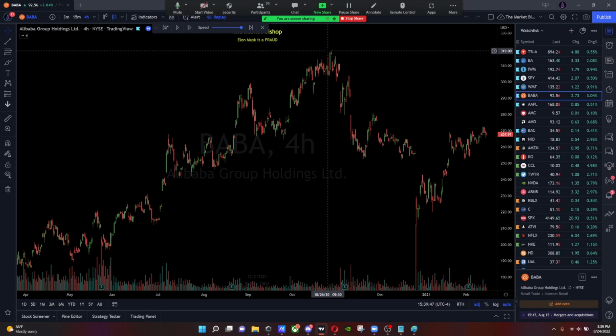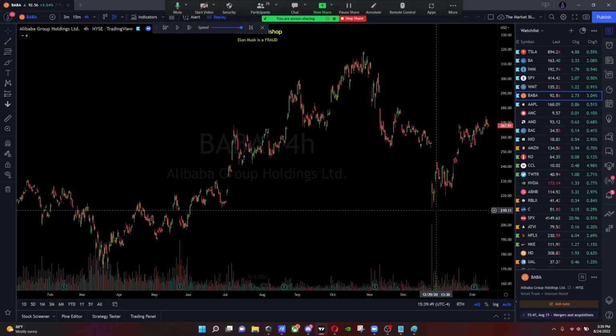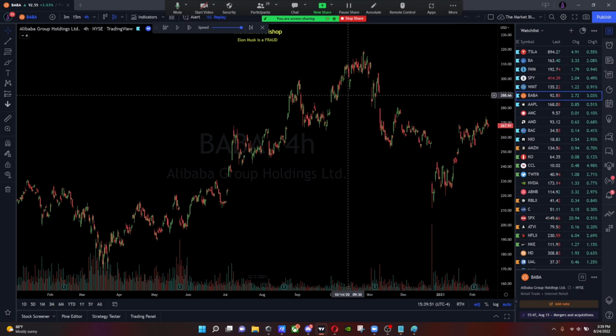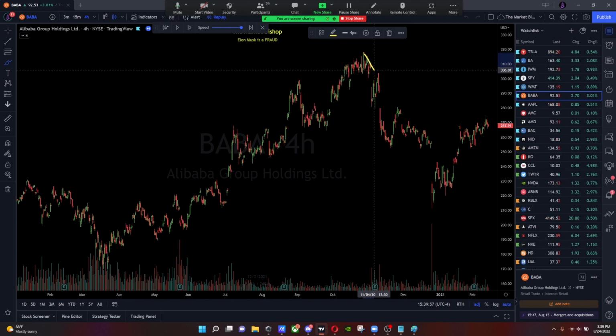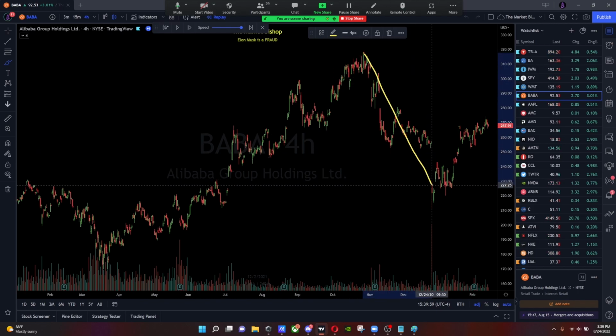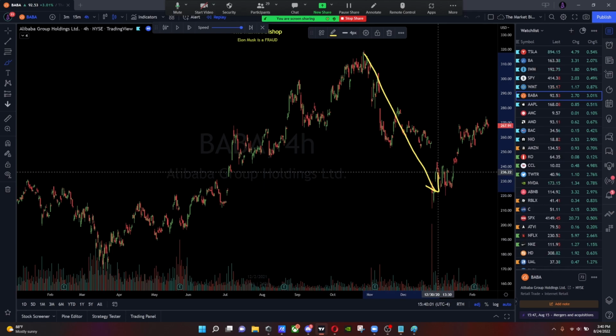This is called a swing high. And we had this low right over here. This is called a swing low. So obviously the trend is bearish. You could see that we had the high over here, we're trending downwards, and the trend is bearish.